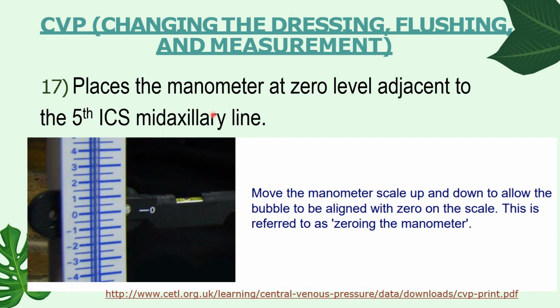Then place the manometer at the 0 level adjacent to the PICC intercostal space, mid-axillary line. And then move the manometer scale up and down to allow the bubble to align with 0 on the scale. This is referred to as zeroing the manometer.